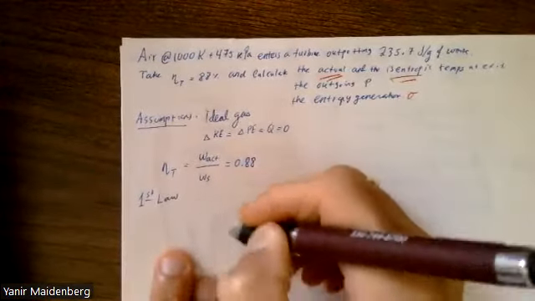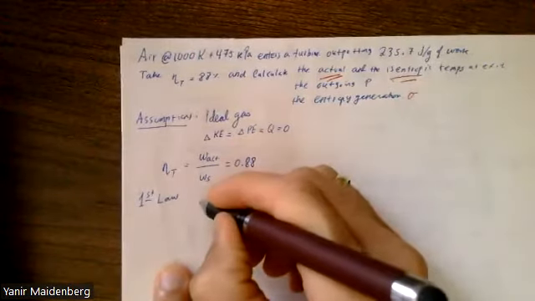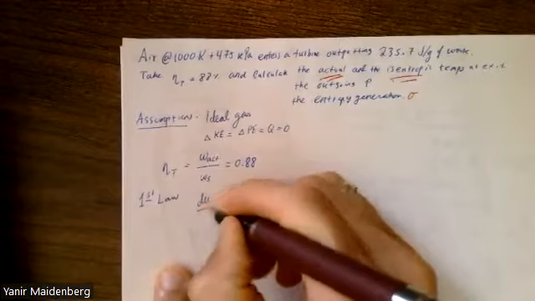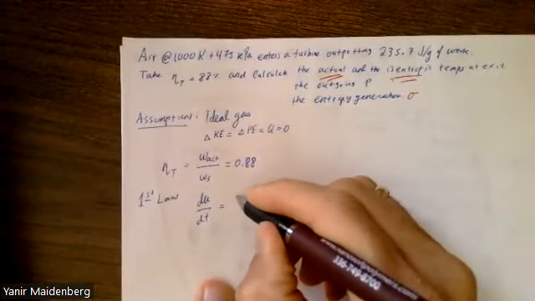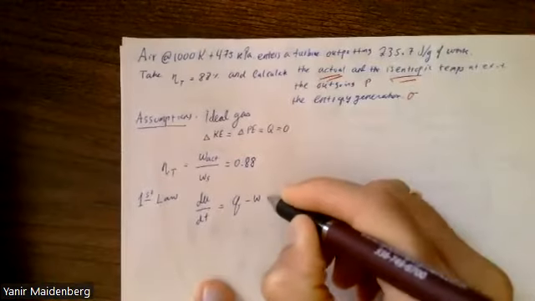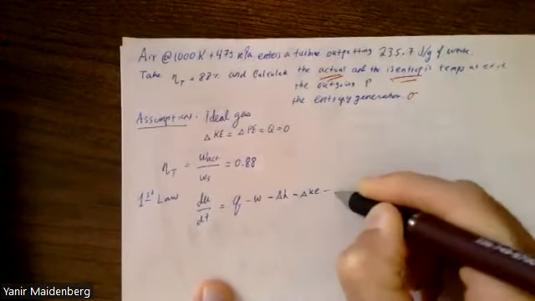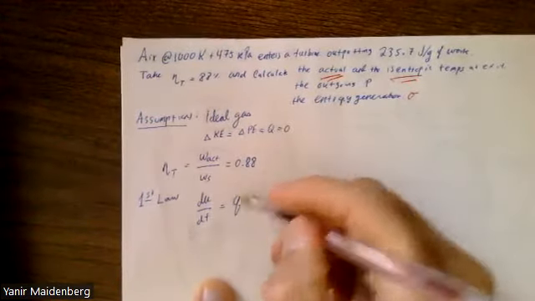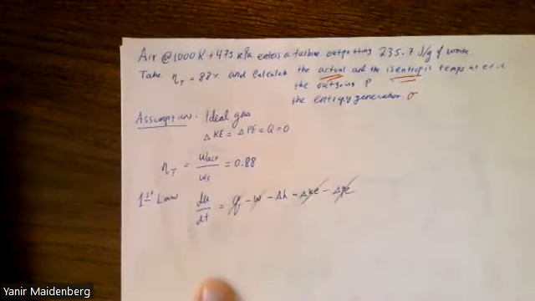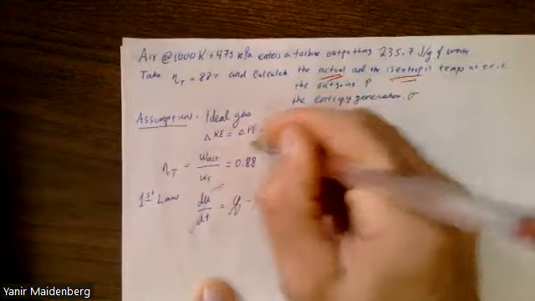Okay, so let's look at the first law and let's do one inlet, one outlet, because that's kind of what it looks like here. So we have dU/dt equal to Q minus W minus the delta H minus the delta KE minus the delta PE. We just got done saying that the KE and PE terms go away. There's no Q. This thing is at steady state, I should have said that in the assumptions, SS for steady state.